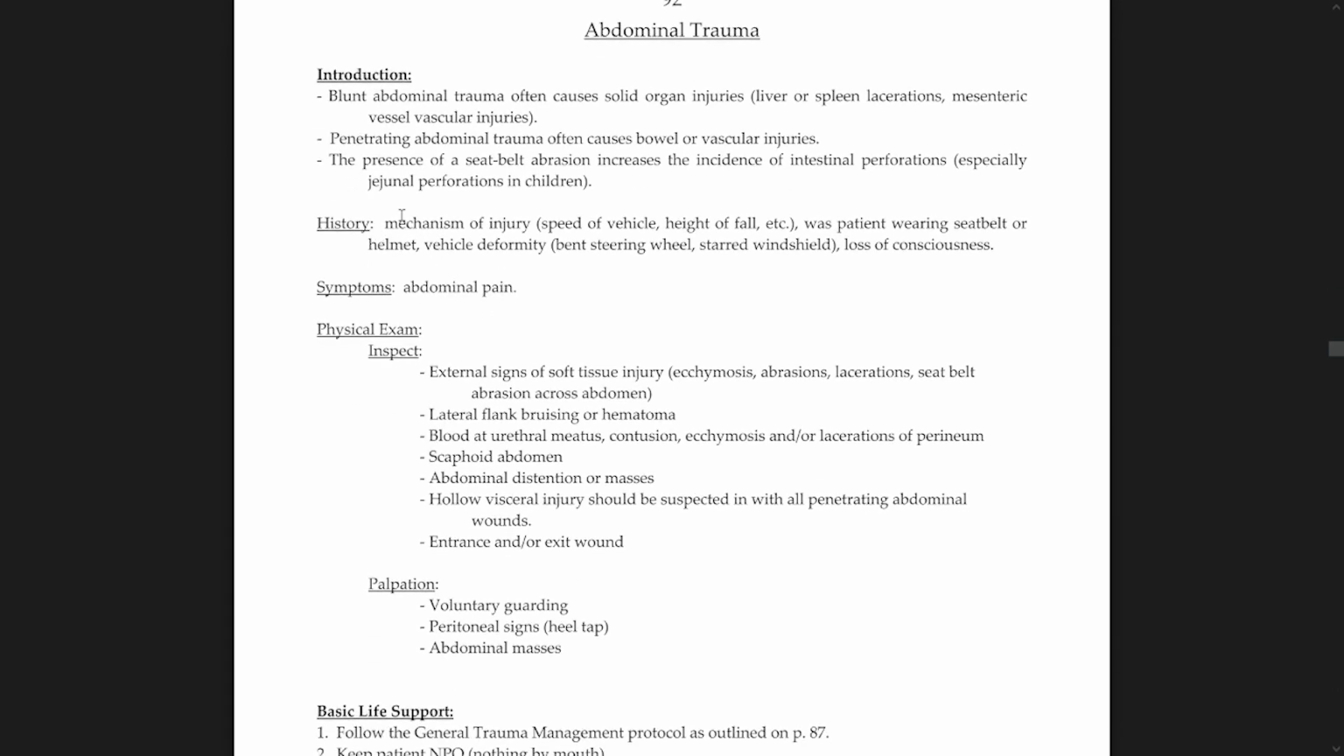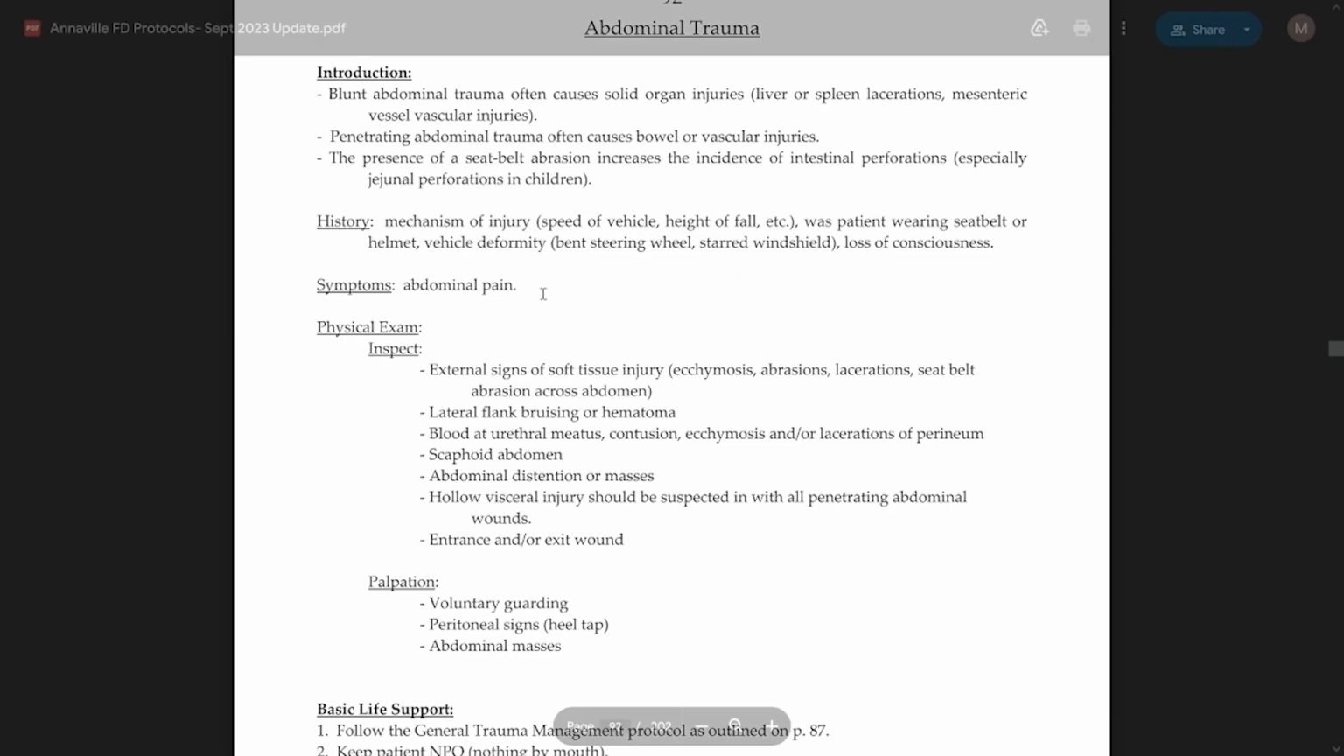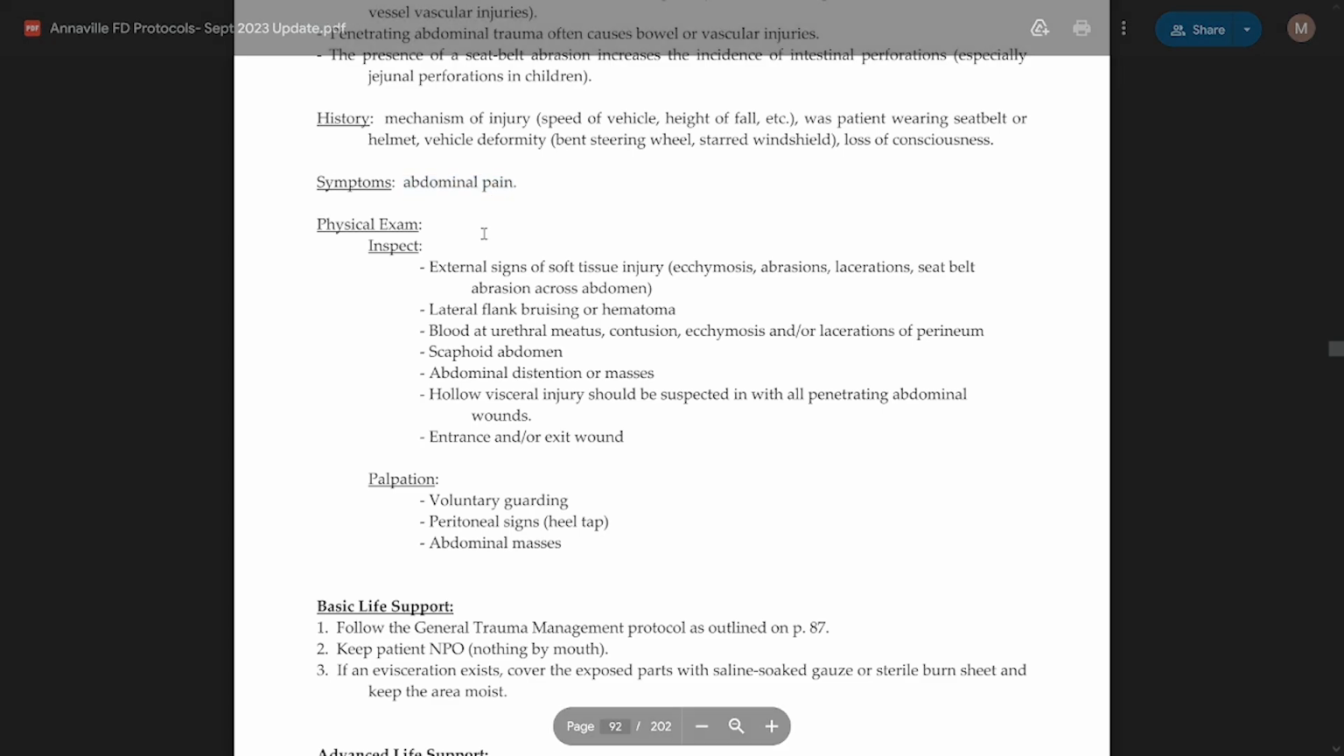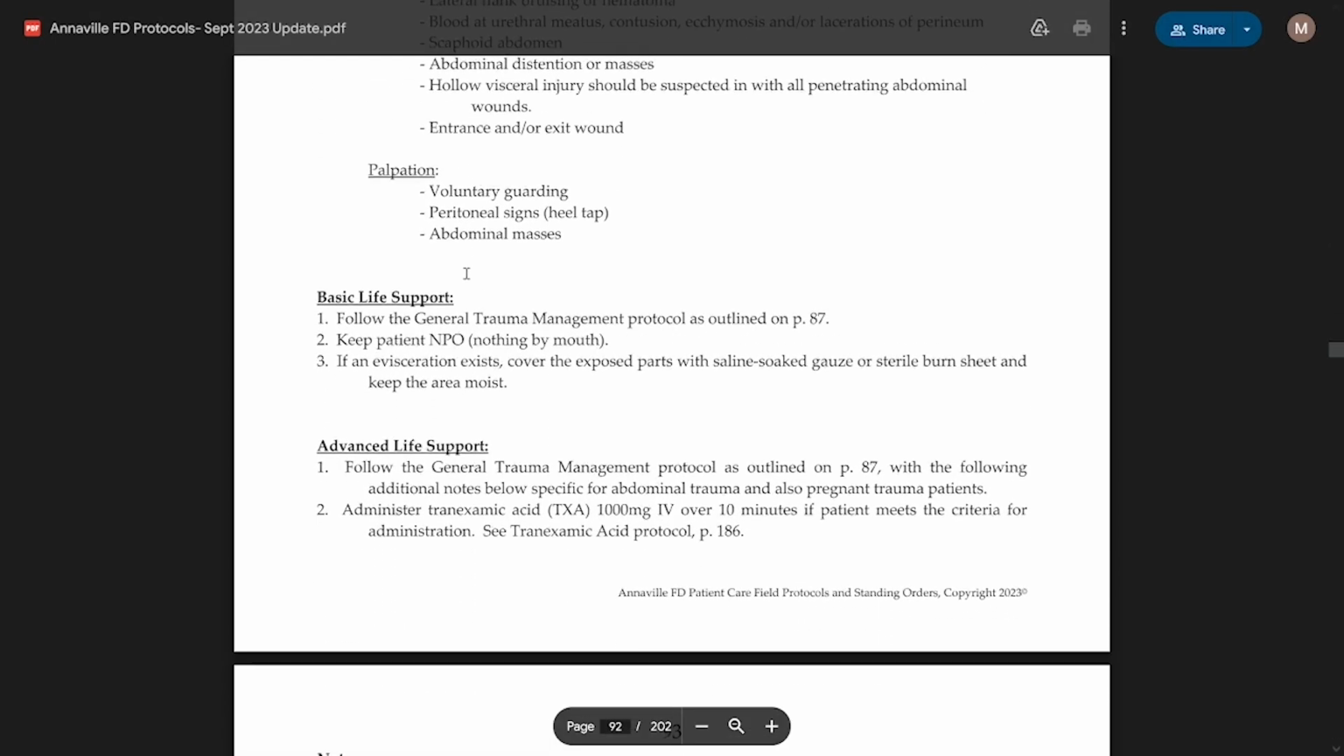The history, you want to check to see the mechanism of injury, the speed of the vehicle, the height of the fall, etc. Was the patient wearing a seatbelt or a helmet? A vehicle deformity, such as a bent steering wheel, a starred windshield, and a loss of consciousness. The symptoms should be abdominal pain.